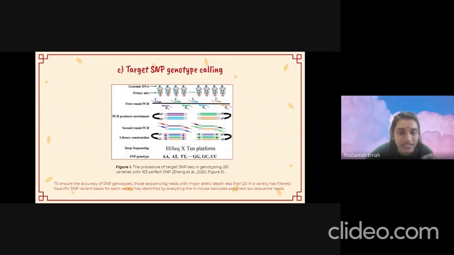In this case, the specific SNP variant bases for each variety were identified by analyzing the in-house barcodes against the raw sequence reads. This is conducted to ensure the accuracy of SNP genotypes. Therefore, the specific SNP variant bases for each variety have been identified by analyzing, as I mentioned just now, the barcode-assigned raw sequence reads.